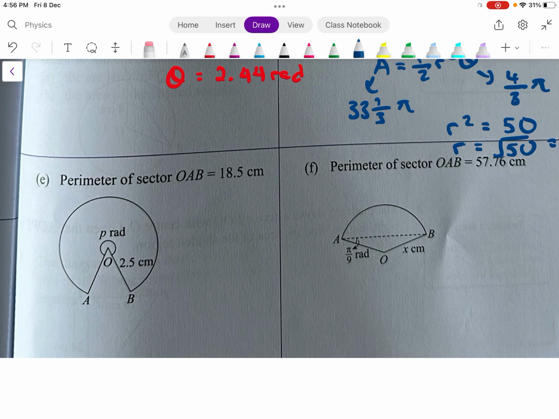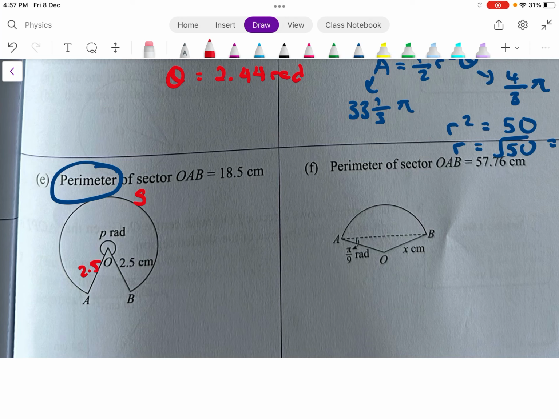Okay, for part E, we are given the perimeter of sector OAB. What is perimeter? Okay, perimeter means this part, the arc length. Not just the arc length, also don't forget there are 2 of this thing. So that is the meaning of your perimeter. Okay, so we are asked to find our angle right here. So let's see how we actually do. First thing, maybe I label this as S, then I label this as 2.5, 2.5.